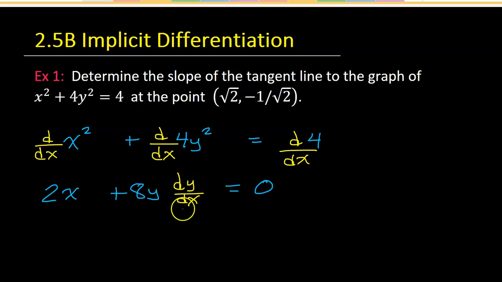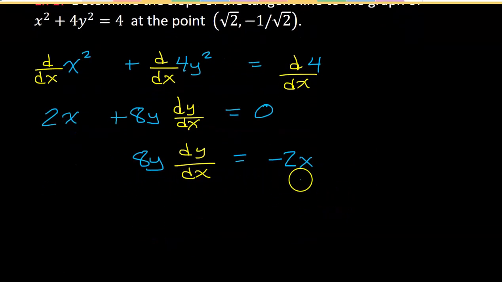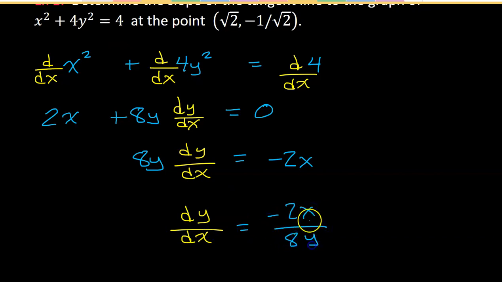If we can get this by itself, that will be the derivative of y with respect to x. So let's just algebraically isolate this. If we subtract 2x from both sides, then we have 8y times dy/dx is equal to negative 2x. Now, if we divide both sides by 8y to get dy/dx by itself, then we will have dy/dx is equal to negative 2x over 8y.